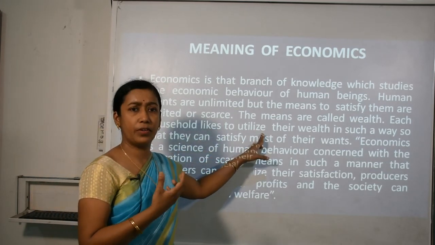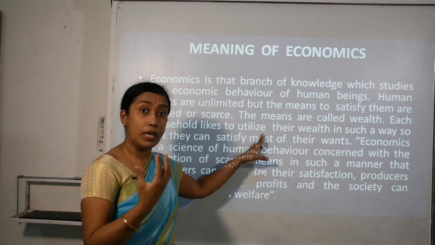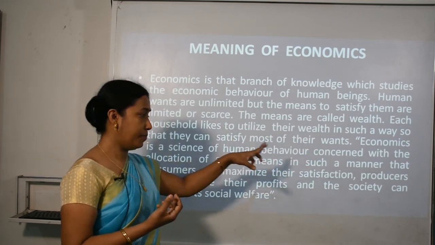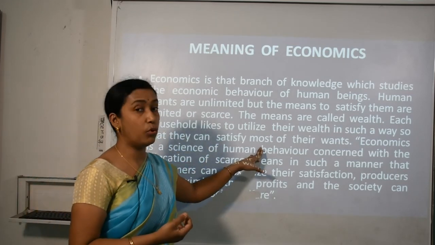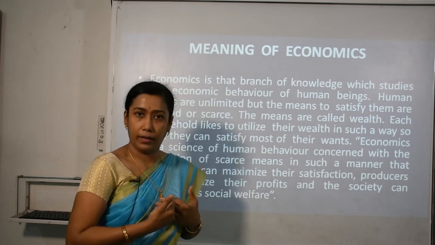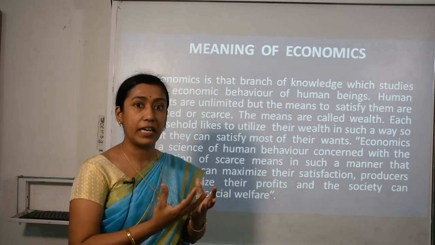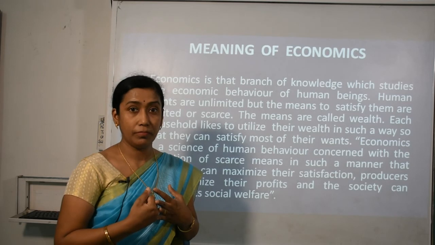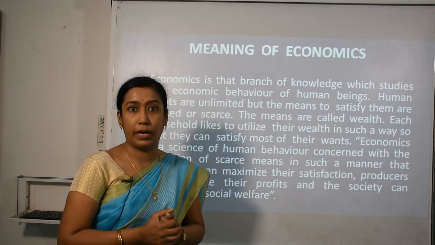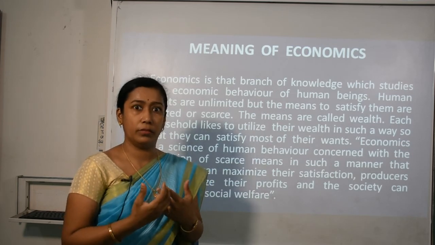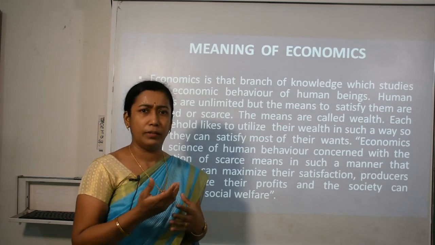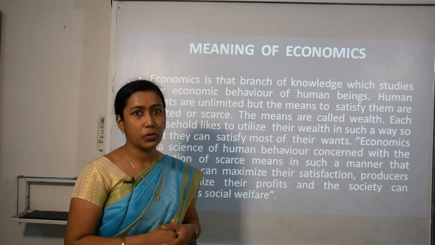Each household likes to utilize their wealth. That means each and every household likes to use this wealth in such a way that they can satisfy most of their wants. That means they can satisfy everybody, I, you all. We all want to satisfy our maximum needs with the minimum amount of means or wealth. That means if I have 10 rupees in my hand, I want to purchase most of the goods with that 10 rupees. Okay. But sometimes it's possible, sometimes it is not.